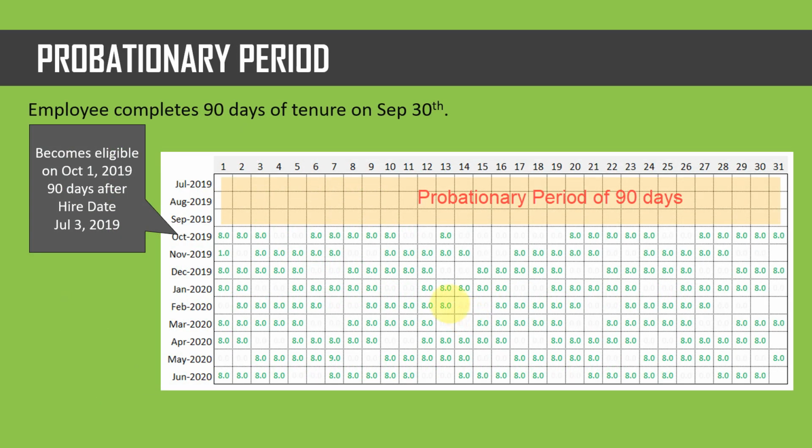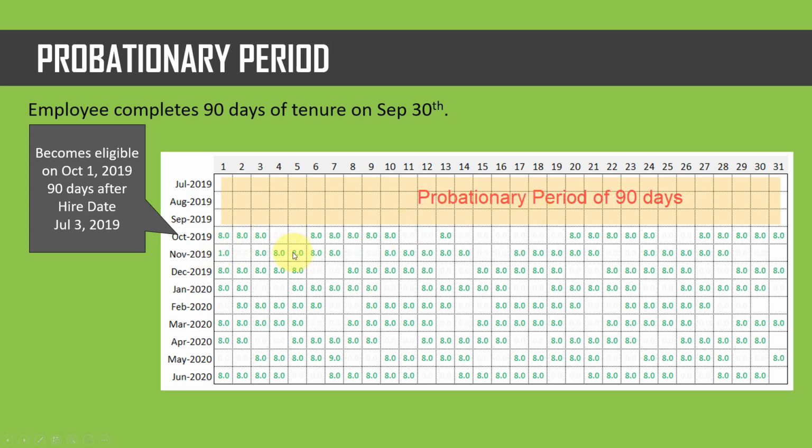First is the probationary period. As I mentioned, the employee has a 90-day probationary period in this example. So the employee completes that 90 days on September 30th, 2019, which means that the employee becomes eligible from October 1st, which is 90 days after the hire date. That means for the first 90 days, the employee's work will not actually be used for PTO balance calculations.